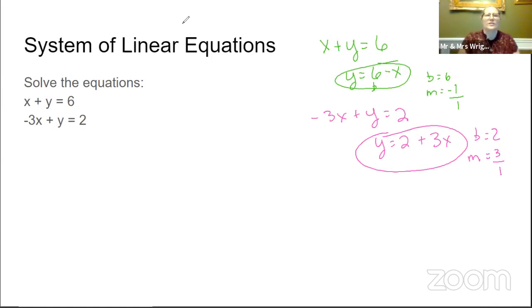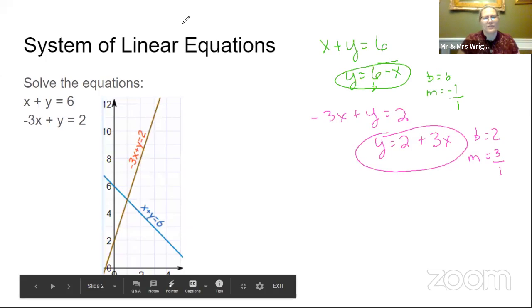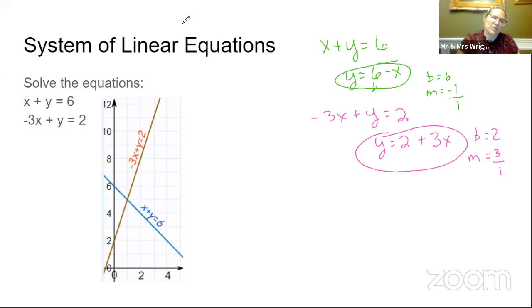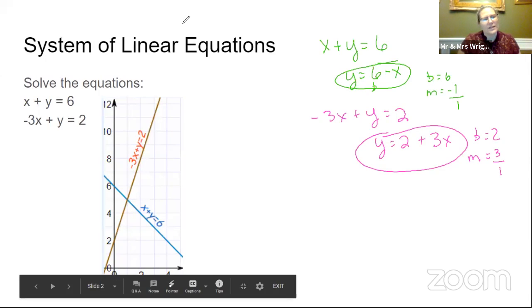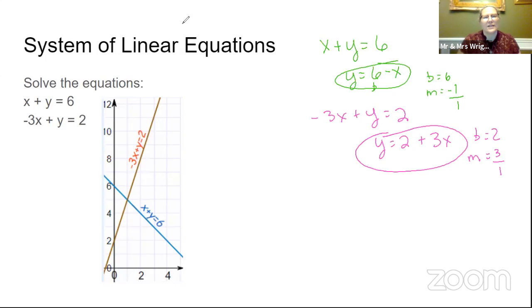All right, so I actually have for us the graph of each one here. So this is the graph of what I have in purple, negative 3x plus y equals 2, the second equation. And the blue one is the graph of x plus y equals 6. Now, where do these lines intersect? They intersect right here at this point.